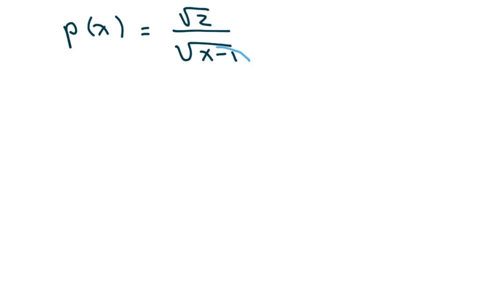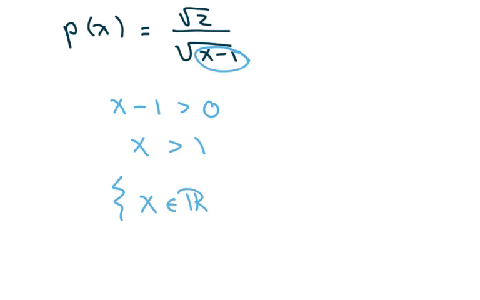And the last one is p of x. I already rewrote this as square root of 2 over the square root of x minus 1. We're going to do the same thing. Set this greater than 0. So x must be greater than 1. And we have x as all real numbers, but the restriction is that x has to be greater than 1.